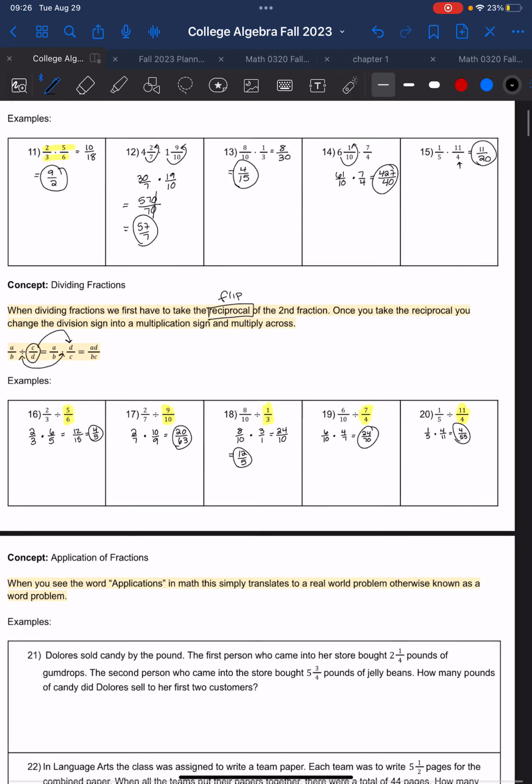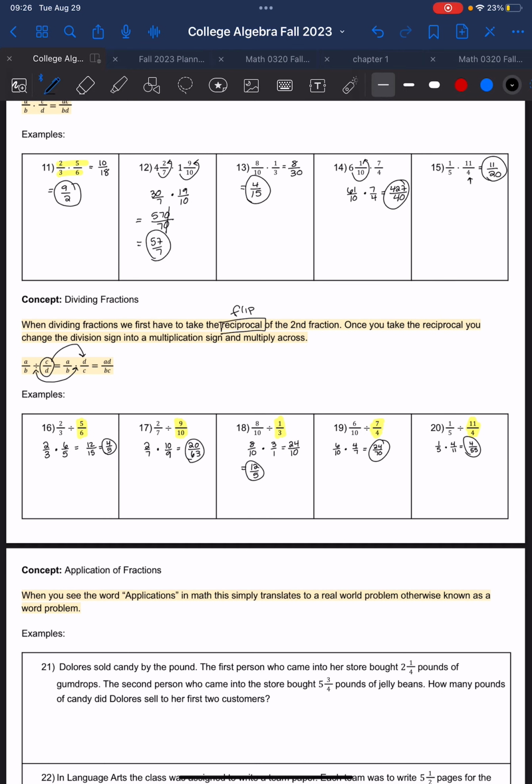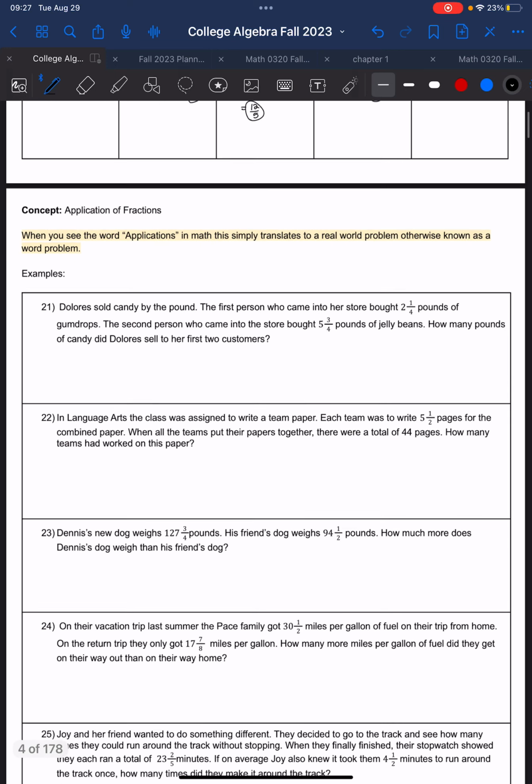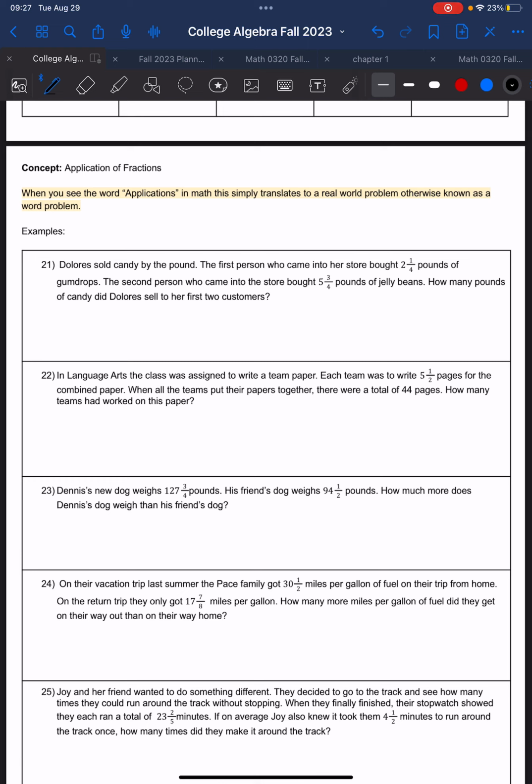Okay, so that goes over all of the properties of fractions: adding, subtracting, multiplying, dividing. Now we're going to use those skills in the next concept when we're talking about applications of fractions. When you see the word applications, this simply translates to a real-world problem, otherwise known as a word problem. So in these examples, we are going to figure out if we're going to be adding, subtracting, dividing, or multiplying these fractions, and then we're going to go ahead and solve.